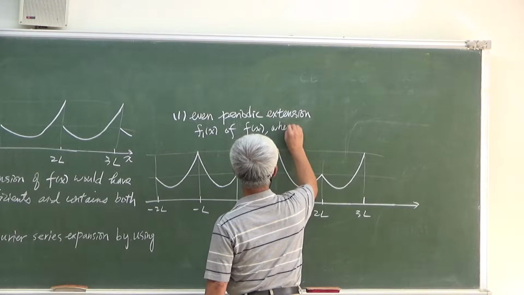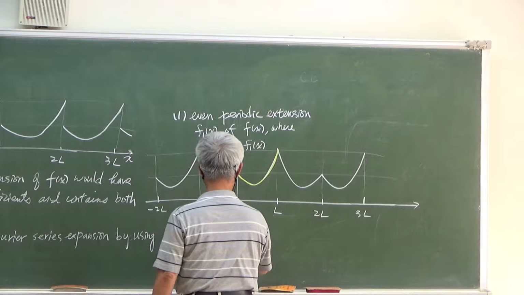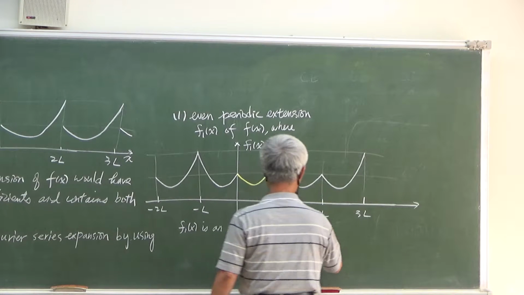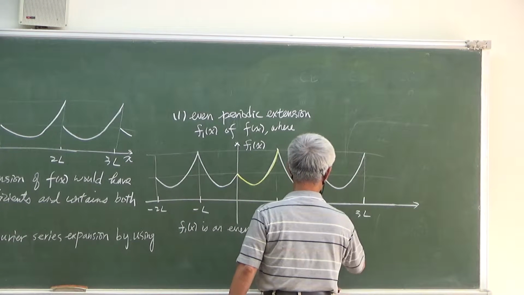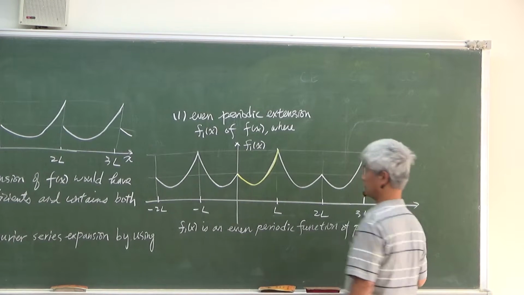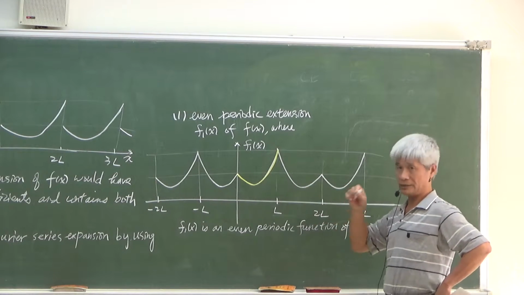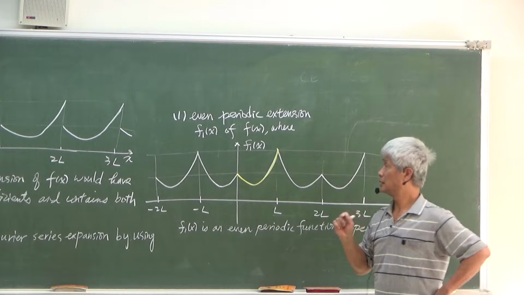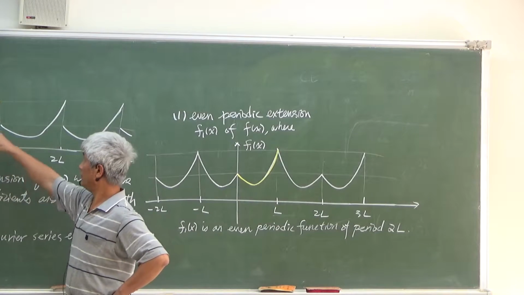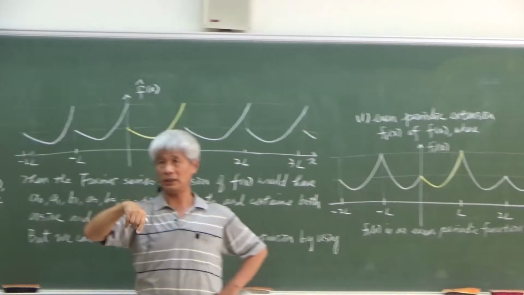So where f1(x) is an even periodic function of period 2L. So now f1(x) has a period 2 times L, compared with this periodic function fa, which is a periodic function with period L.